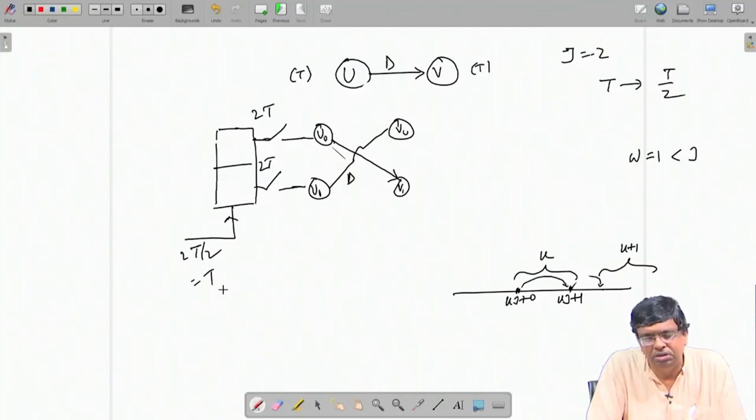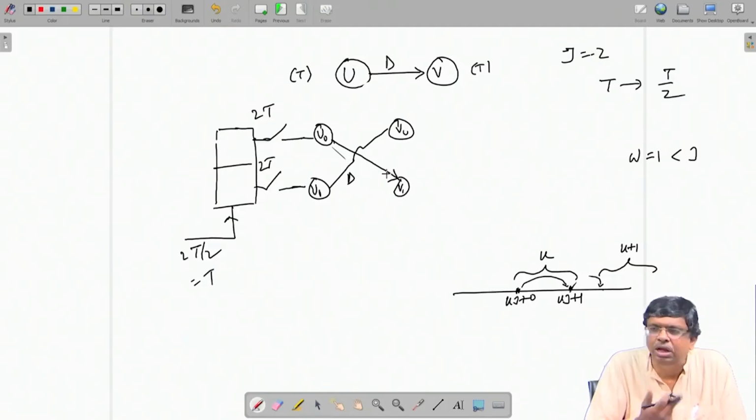So, input period remains t, but unnecessarily I have increased my hardware. Earlier I had 1 U node, I have got 2 U nodes. Earlier I had 1 V node, now I have got 2 V nodes. So, I am requiring double the hardware, double the power without getting anything.